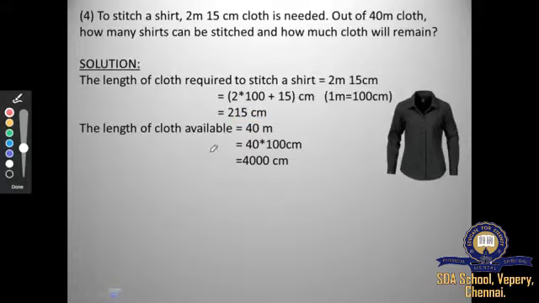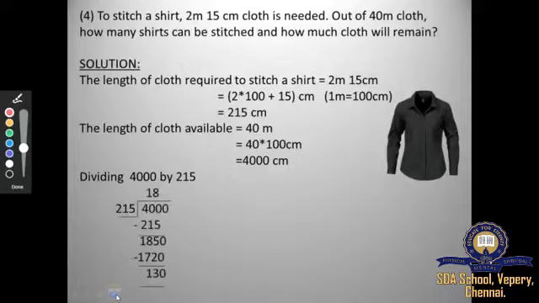The length of cloth available is equal to 40 meter. So they have given in meter, so we need to convert in centimeter. 1 meter is equal to 100 centimeter. So 40 meter will be equal to 40 into 100 centimeter, which is equal to 4000 centimeter. So in order to find how many shirts can be stitched, we have to divide 4000 by 215.